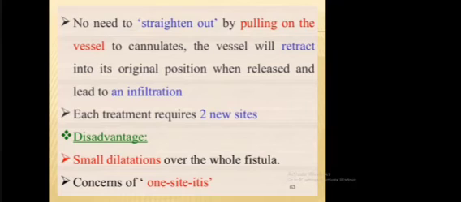Most places we see that whenever dialysis staff pull the skin, they make it a tight position of the skin. That will create a lot of problems. Once the vessel wall retracts into its original position, that will lead to infiltration of the site again. So each treatment requires two new sites. What is a disadvantage of this technique? Small dilatation develops over the whole fistula, with the concern of one site itis.